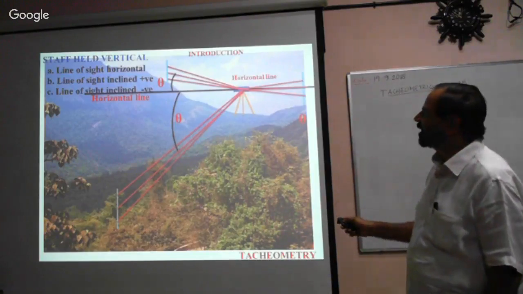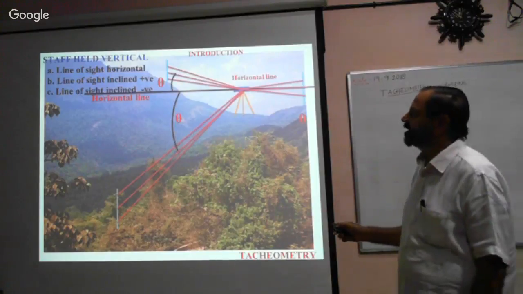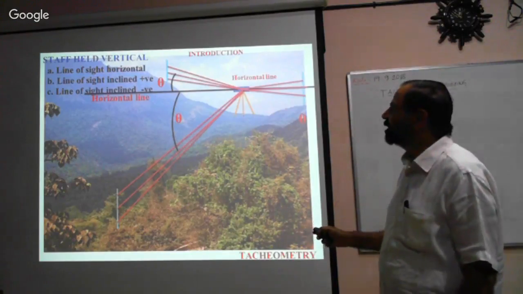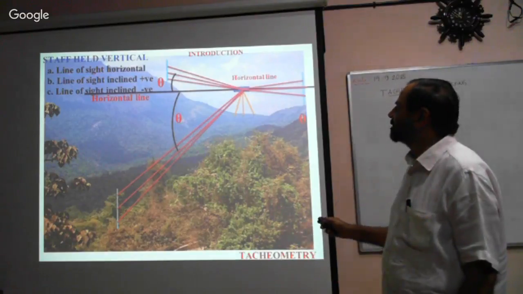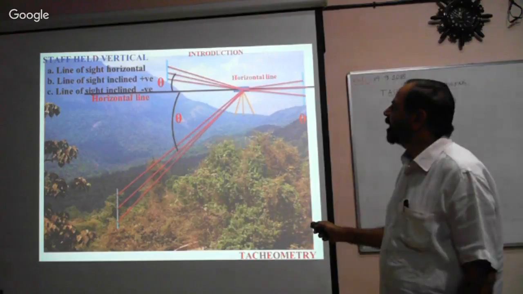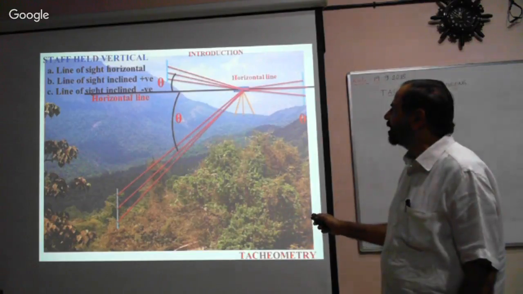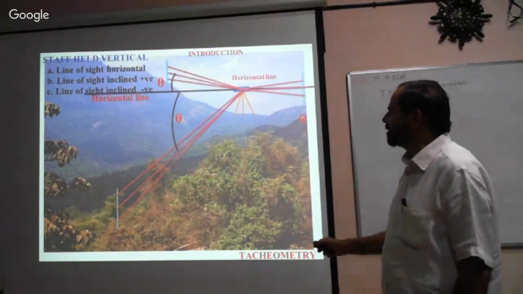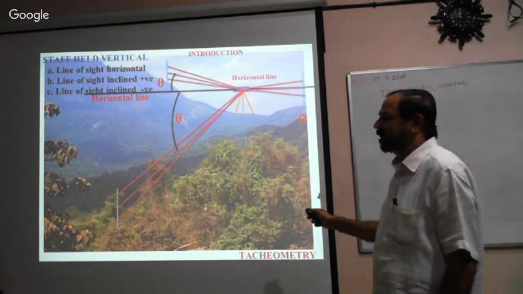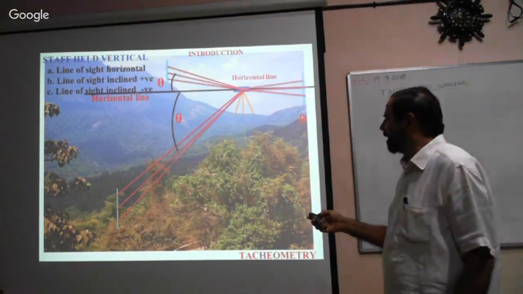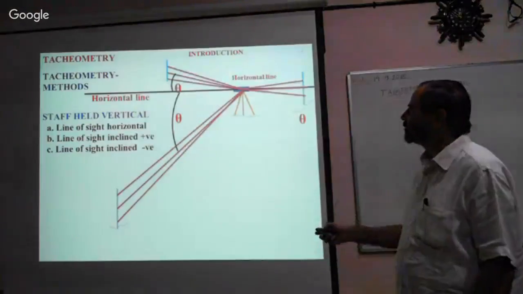This is one method, called the Stadia method. In the Stadia method the staff is held vertical, when the line of sight is horizontal, when the line of sight is inclined upward, and when the line of sight is inclined downward. Now, in these three situations, let us see one by one how to find the horizontal distance and elevation.